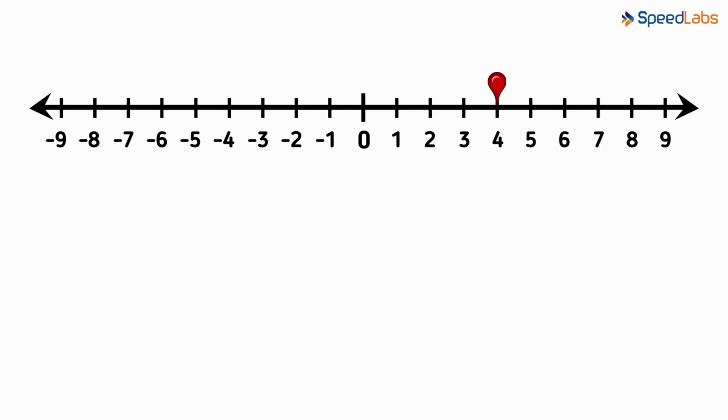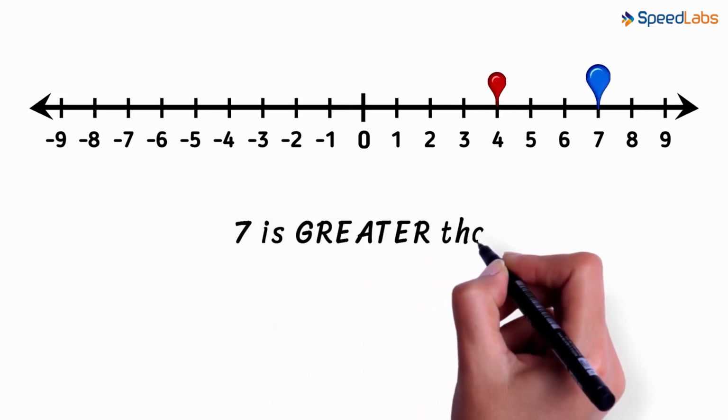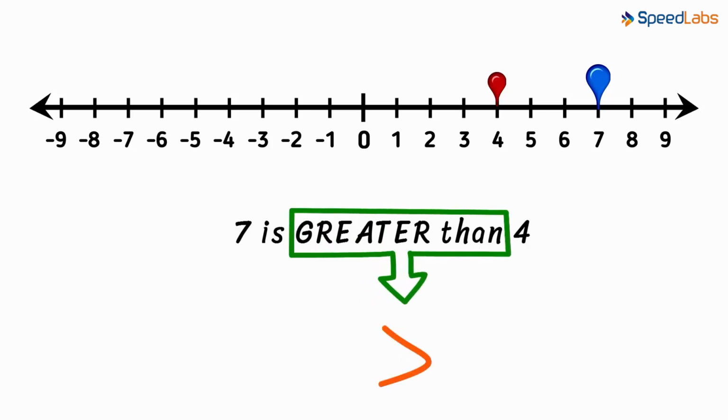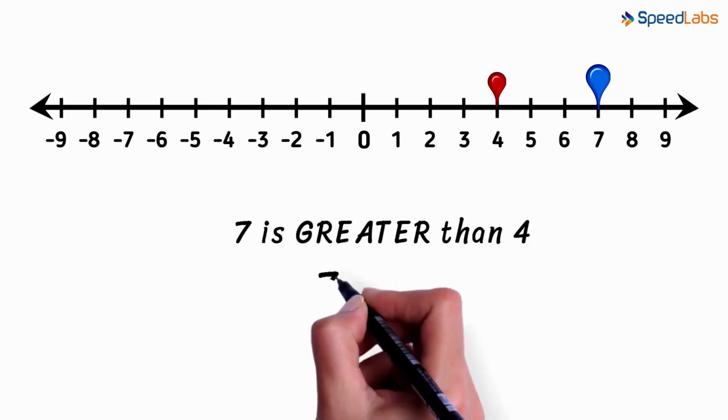Consider the number 4 on a number line. And now consider the number 7. We know that number 7 is greater than the number 4. Which sign do we use in mathematics to represent greater than? It's this one. Therefore, we can write it like this.